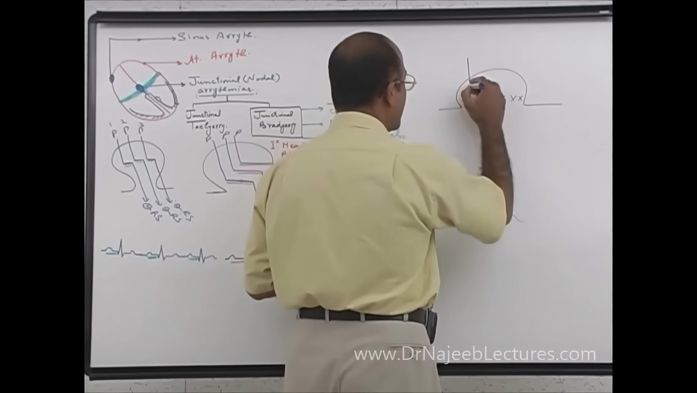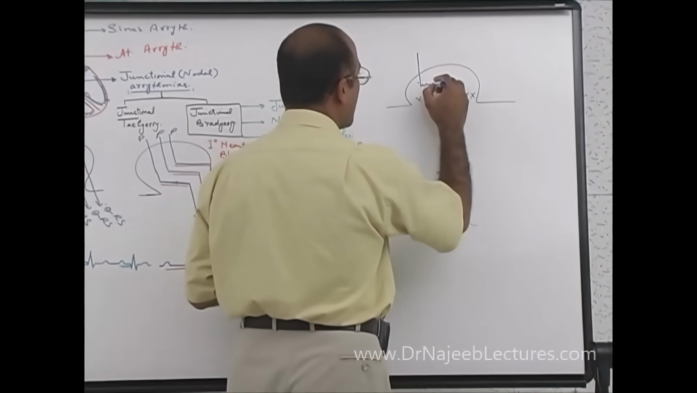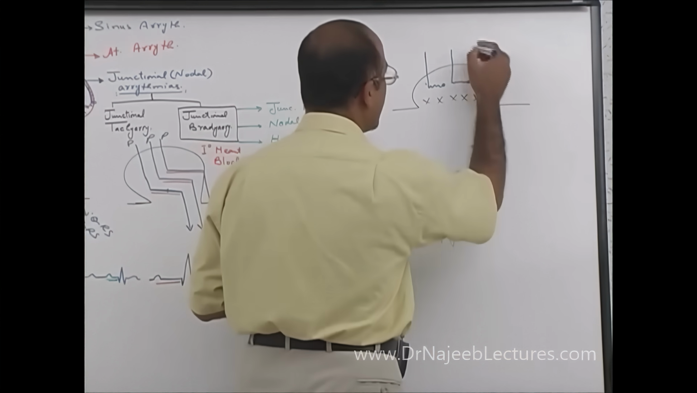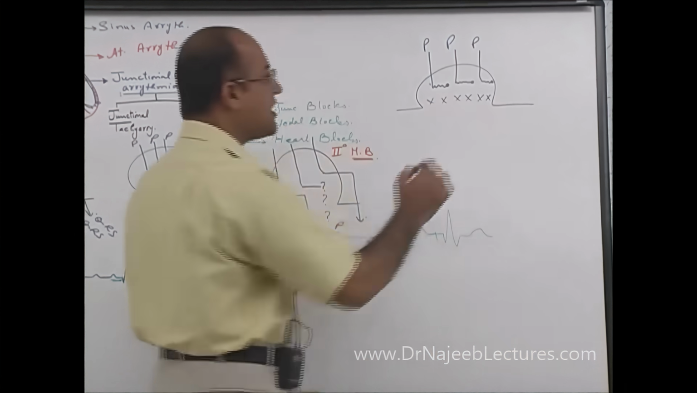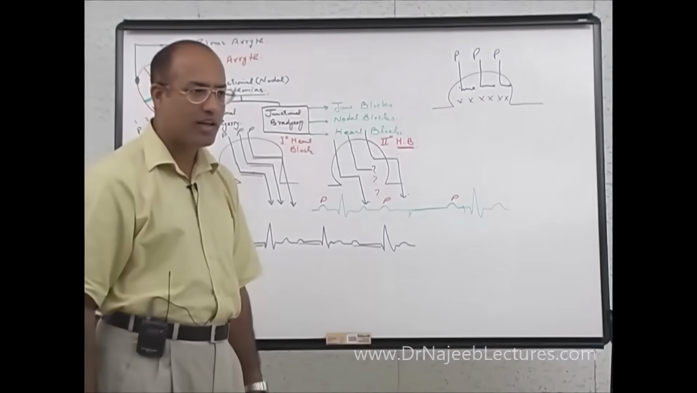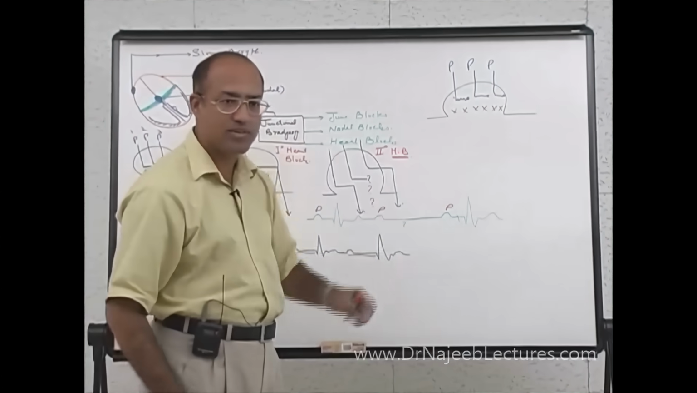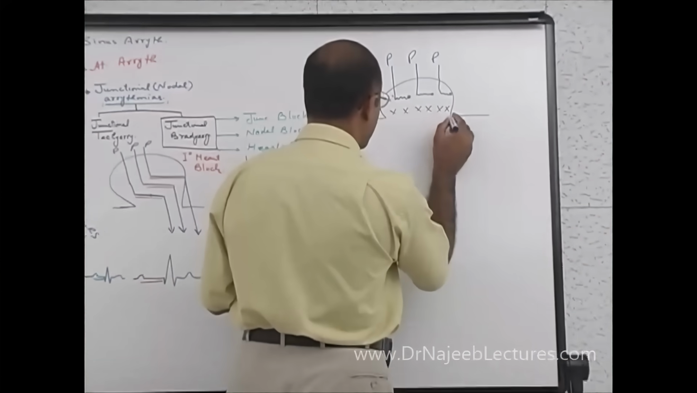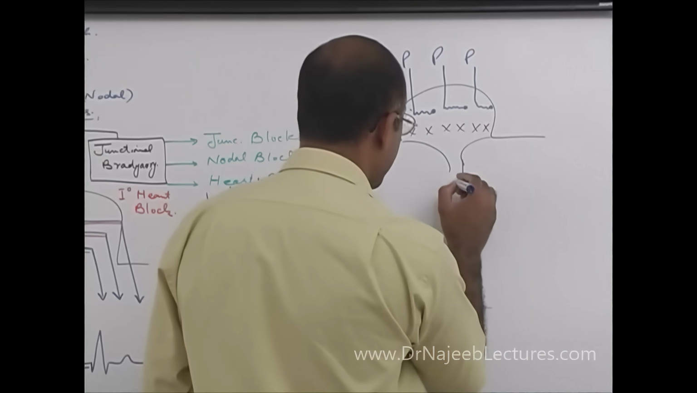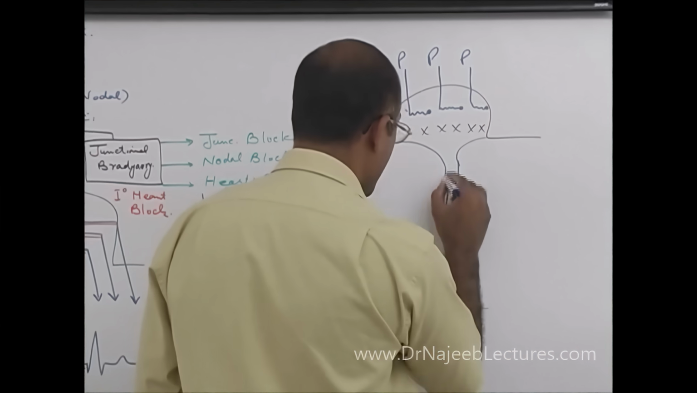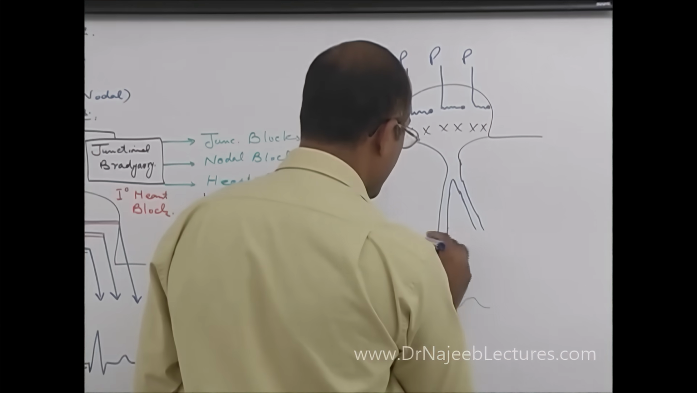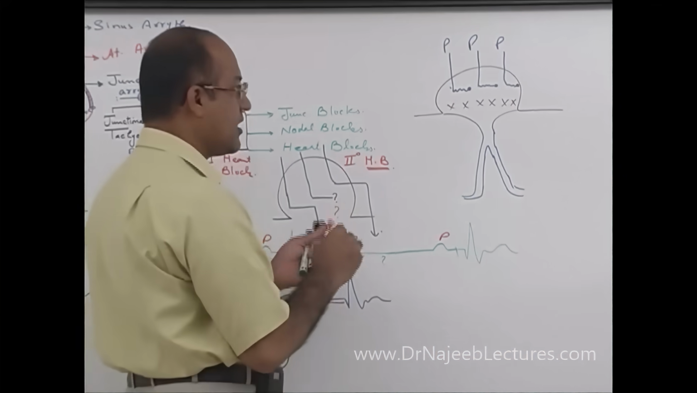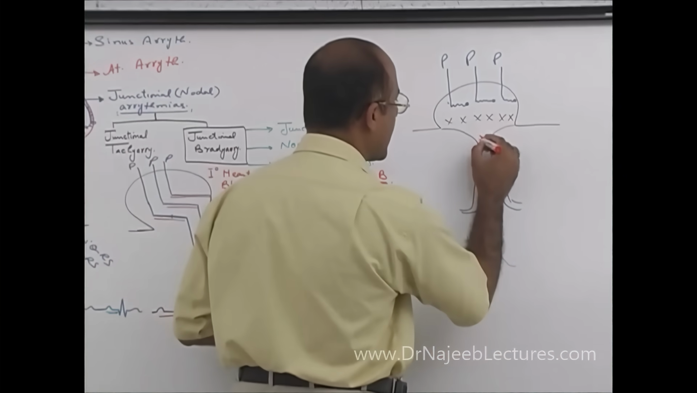Whatever P waves are coming, they are unable to go down. None of the atrial activity can pass to the ventricle. None of the atrial depolarization could pass to the ventricle. And under these circumstances, what will happen? You know, below the AV node there is the bundle of His, and then there are bundle branches. Usually what happens is that when no current from the atria can go to the ventricle, a new pacemaker develops somewhere here.